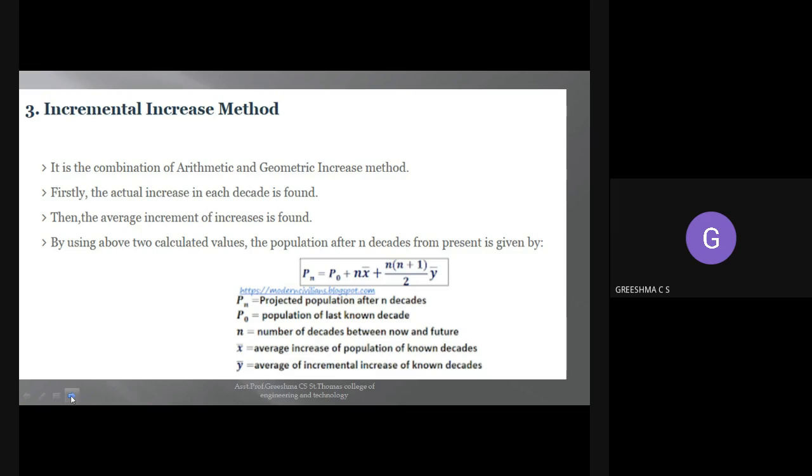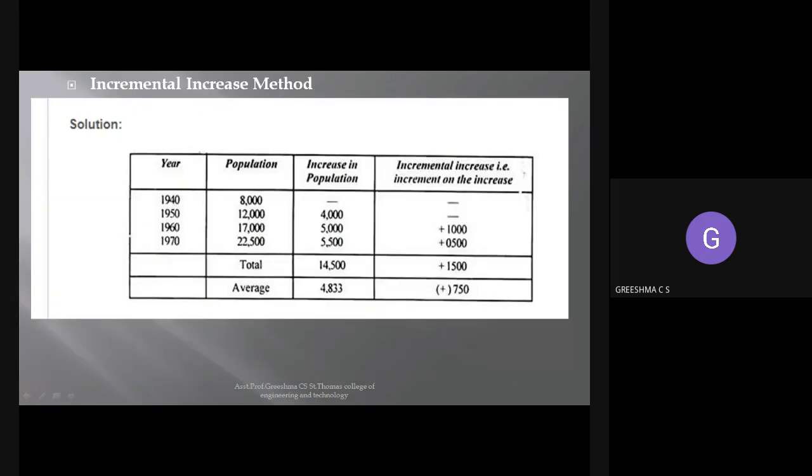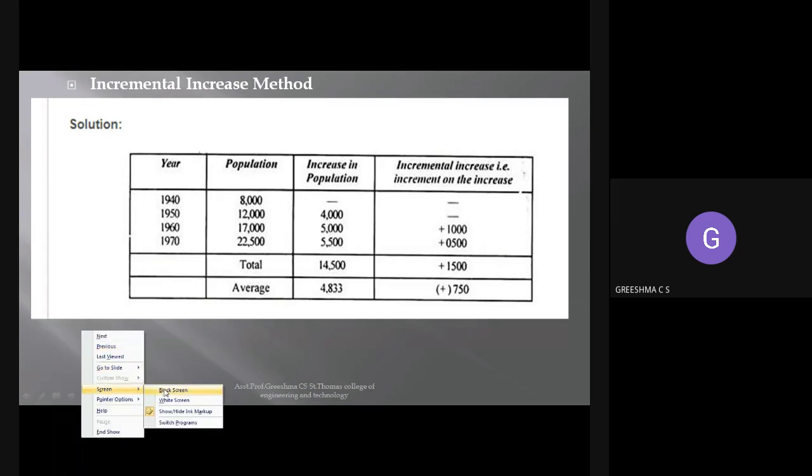Sometimes if there are any variations, you can use this method to find out the population. You can continue with the same problem. That is 1940, the population is 8,000.